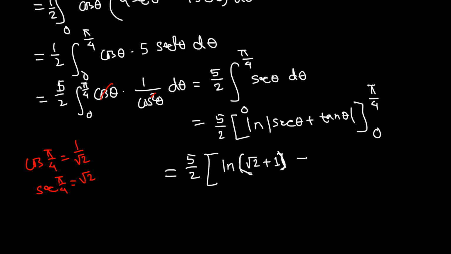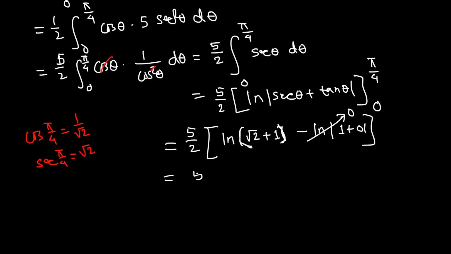That's the upper limit minus, let's plug in 0 for theta. Natural log of secant 0, that's 1. Cosine 0 is 1, its reciprocal is also 1. Plus tangent 0, the lower limit, tangent 0 is 0. And in fact, 1 plus 0 is 1, natural log of 1 is 0, so the whole thing is 0, no contribution. So the final answer is 5 natural log of root 2 plus 1, or 1 plus root 2, same thing, all over 2. Final.